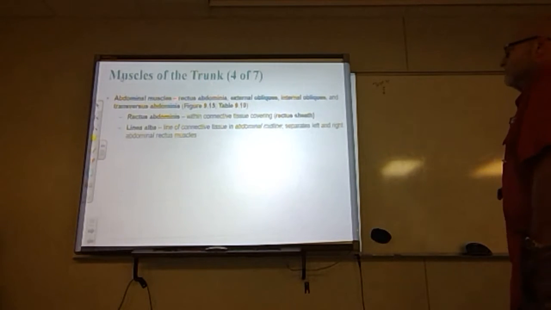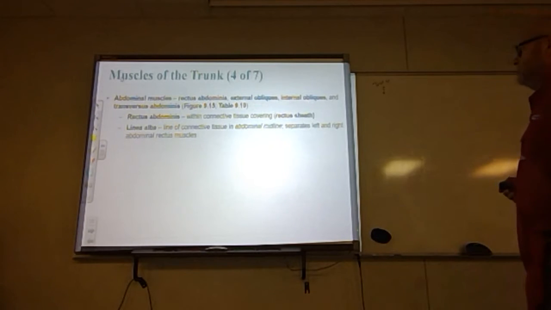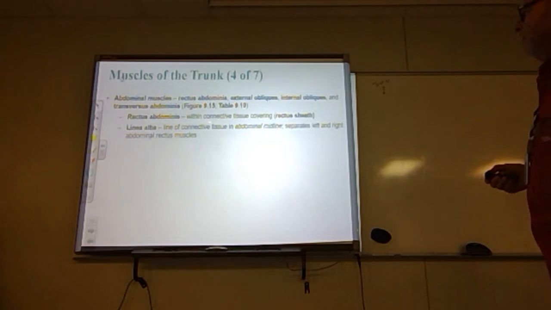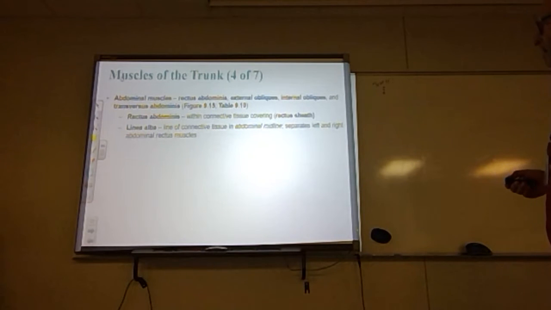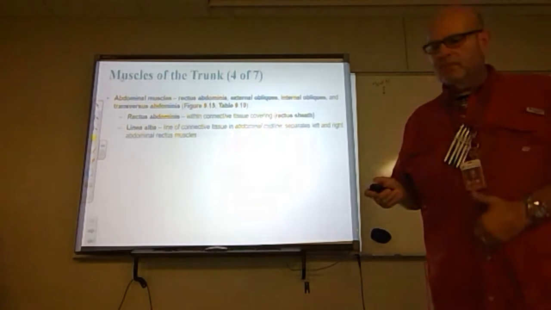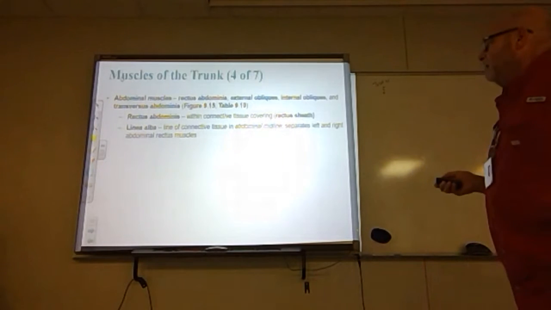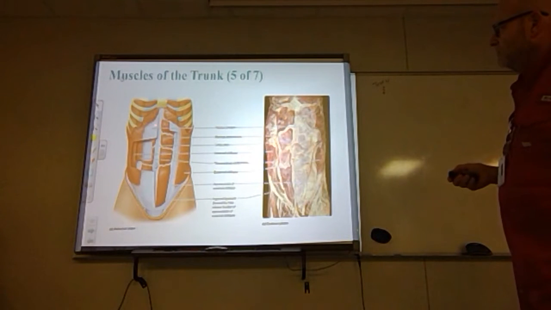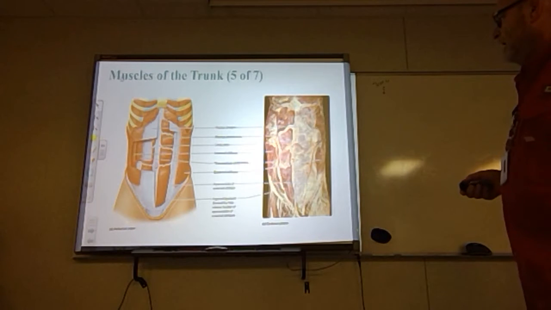The abdominal muscles, such as the rectus abdominis, the external obliques, the internal obliques, and the transverse abdominis. The rectus abdominis lies within connective tissue covering called the rectus sheath. The linea alba is a line of connective tissue in the abdominal midline that separates the left and right abdominal rectus muscles. And again, here's a cadaver photo showing the rectus sheath attaching the rectus abdominis muscle. There's the rectus abdominis, there's the linea alba, and there's the navel protruding through the linea alba.